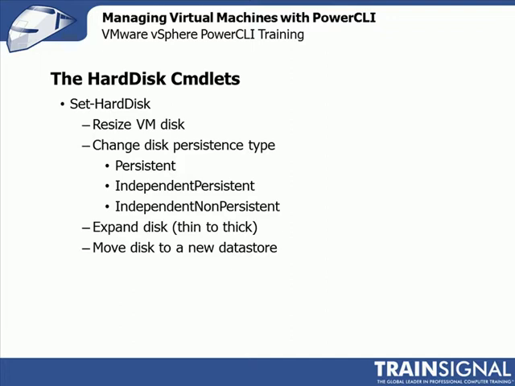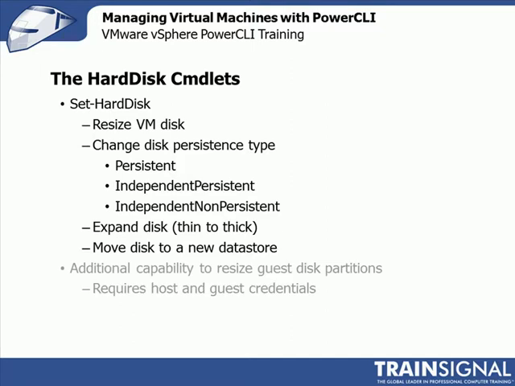So there are some instances where that might come in handy, and you can modify that setting using the Set-HardDisk cmdlet. You can also use it to expand a disk, similar to how you could use the Copy-HardDisk cmdlet. You can use Set-HardDisk to change this setting in place, as it were, and you can move a disk to a new datastore.